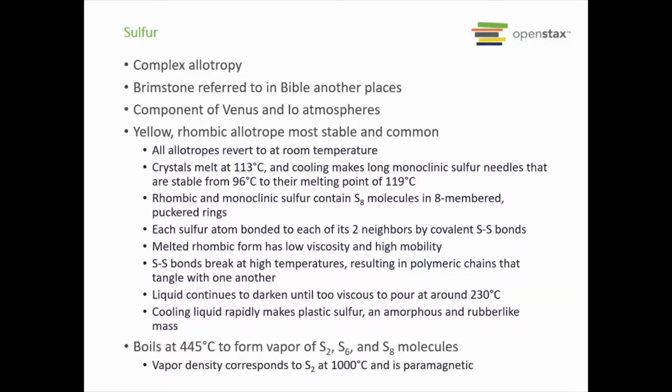All right, sulfur. Sulfur has very complex allotropy. That's a fun word. This is the brimstone that is referred to in things like the Bible and other places. Or, for my Shrek fans, when Donkey and Shrek are going to rescue the princess and they're coming up to the castle and they smell brimstone, right? It is the component recently discovered to be the component of Venus and Io's atmospheres. Io is a moon of Jupiter.